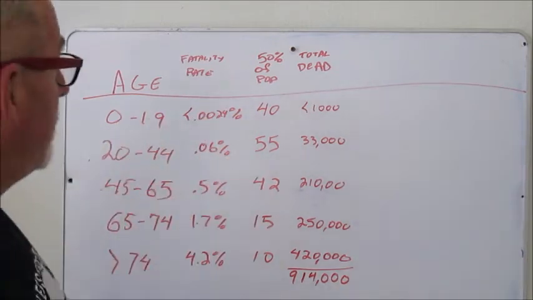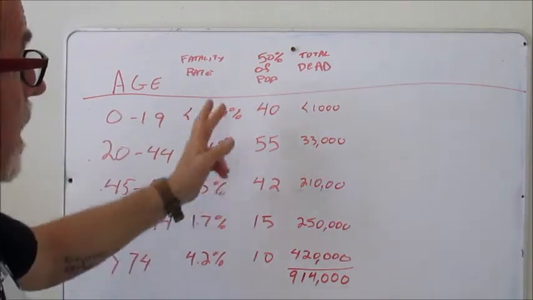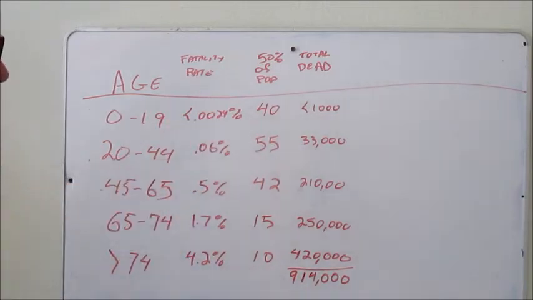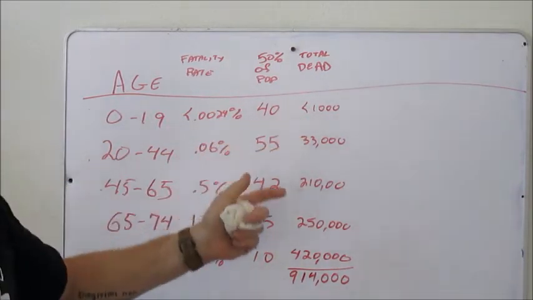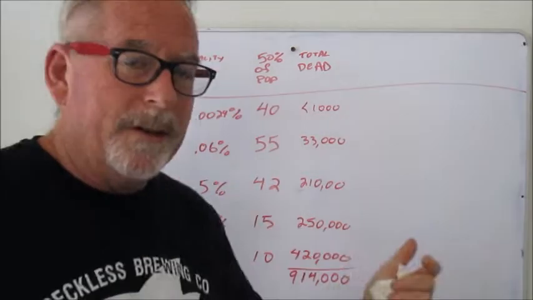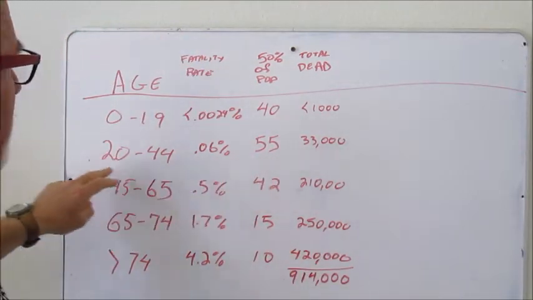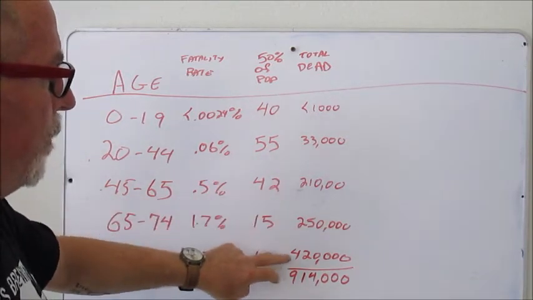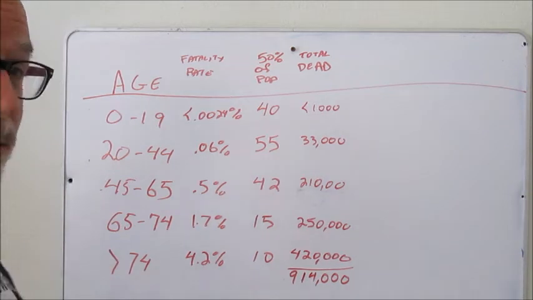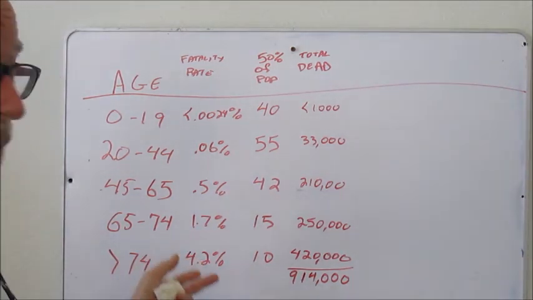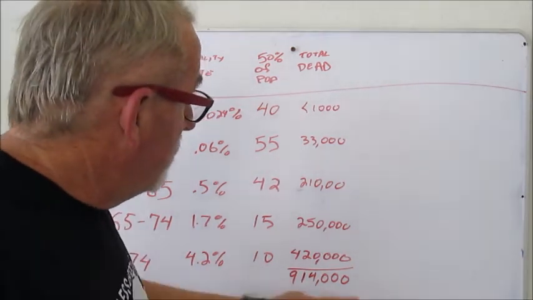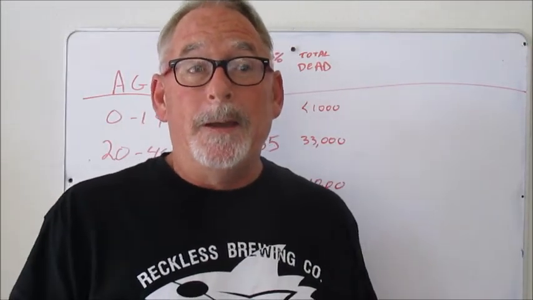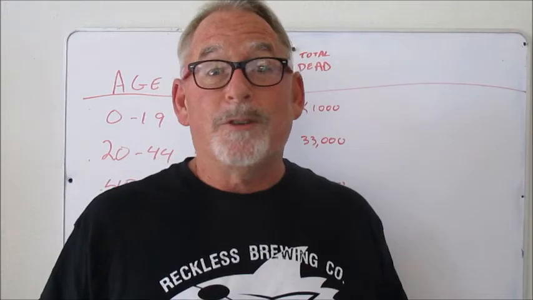So in this table, I have the fatality rates for the different age groups, and this is 50% of the population in those different age groups. So multiply that by that. We get less than 1,000, it might even be a very small number, for the 0 to 19. 33,000 for the 20 to 44, and then 210,000, 250,000, and 420,000 for the old folks because of the very high fatality rate. Add it all together, 914,000 people projected to die the way things are going.